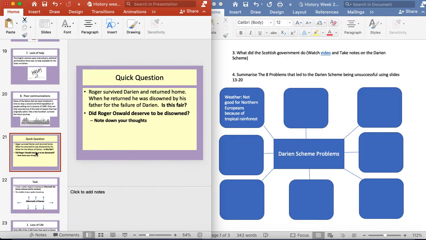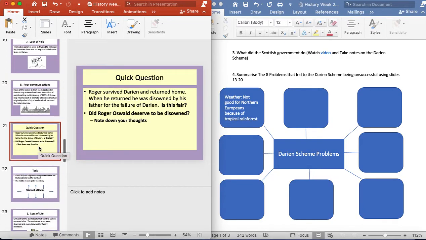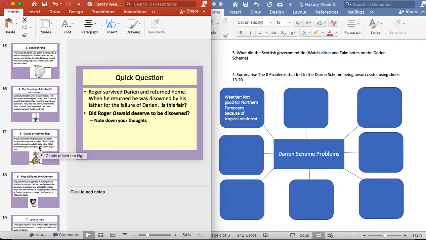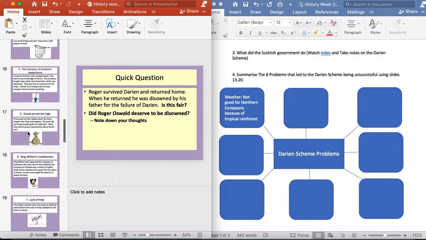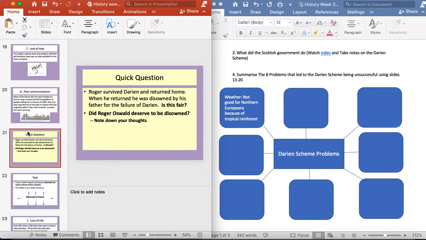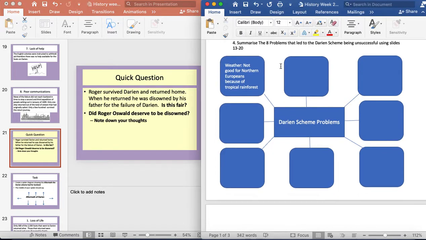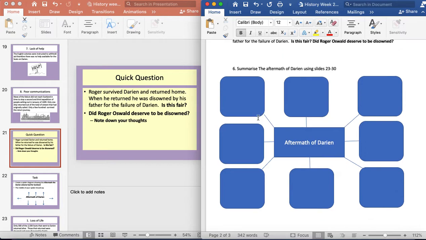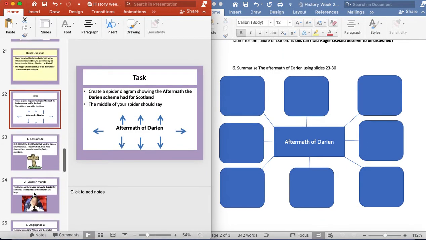So a quick question once you get through those is, the main guy who sort of arranged the thing was essentially disowned by his family. He was the main guy who went through collecting all the money to make it happen. Okay, so he survived, Roger, and he was disowned. So do you think it was fair that he was disowned? His family basically was like, we don't want anything to do with you. So a quick thought. Do you think that was fair? That's number 5.